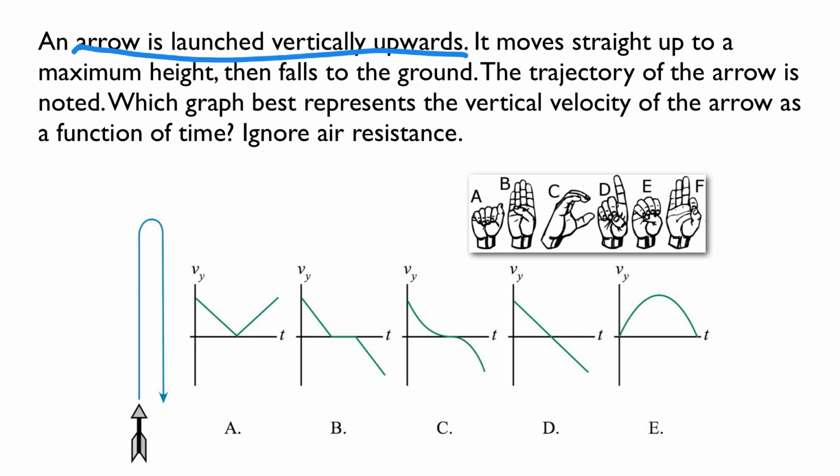Here's the question. Which of the following graphs, A, B, C, D, or E, best represents a graph of the vertical velocity of the arrow as a function of time? And we're told you can ignore air resistance. Go ahead and give that some thought. Pick which graph looks the best. I'm going to go ahead and pause the video, think about it. I'll be back.